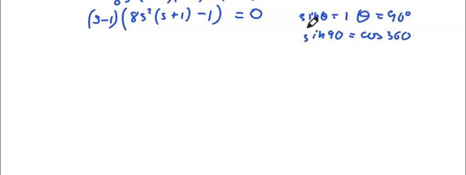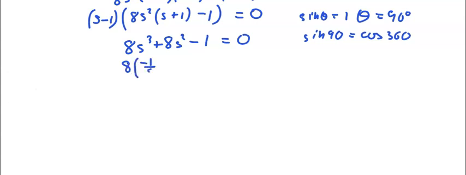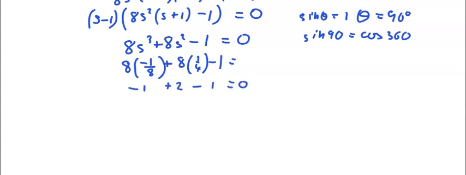And so we look inside the brackets and we have 8s cubed plus 8s squared minus 1 equals 0. And we ought to be able to see that if we make s equal minus a half, we have 8 lots of minus 1 over 8, plus 8 lots of 1 upon 4, minus 1, equals minus 1 plus 2 minus 1, which is 0, and so s plus 1 half will be a factor of this polynomial.